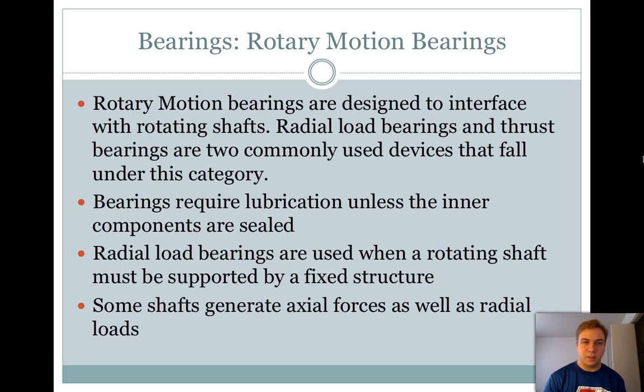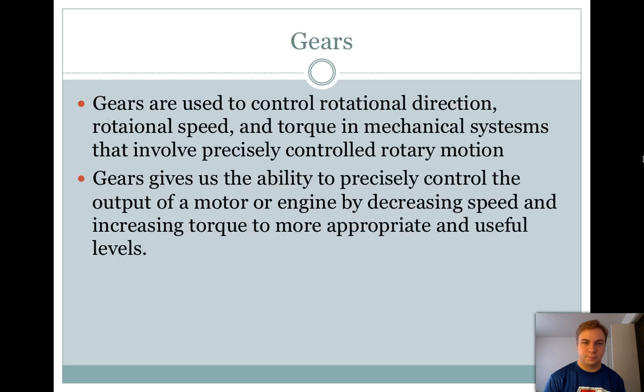Rotary motion bearings. Rotary motion bearings are designed to interface with rotating shafts. Radial load bearings and thrust bearings are two commonly used devices that fall under this category. Bearings require lubrication unless the inner components are sealed. Radial load bearings are used when a rotating shaft must be supported by a fixed structure. Some shafts generate axial forces as well as radial loads.